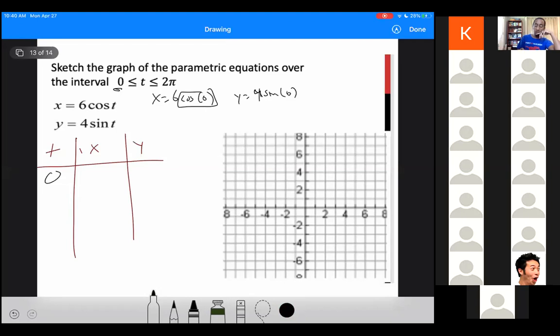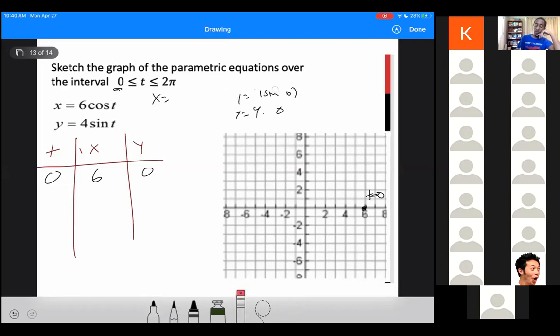1 times 6, that would be 6. Sine of 0 is 0. 4 times 0 would be 0. So 6 comma 0. It's going to be for t equals 0.